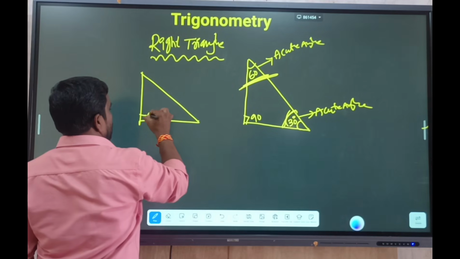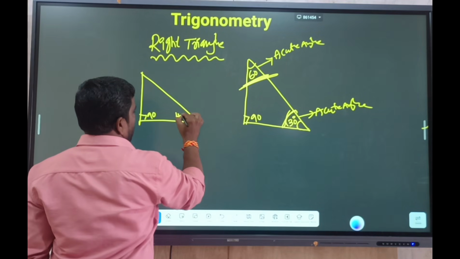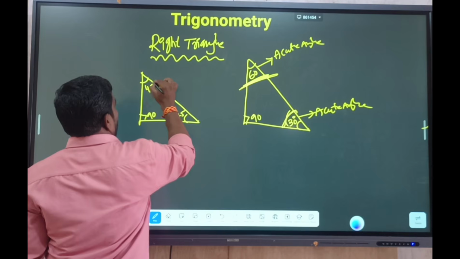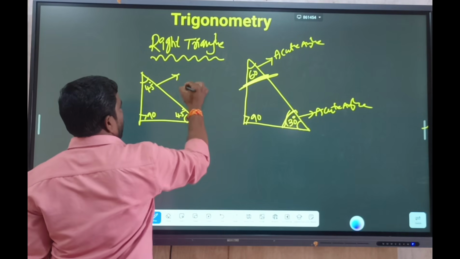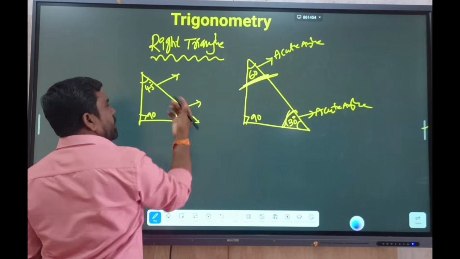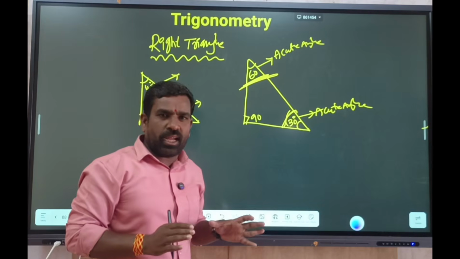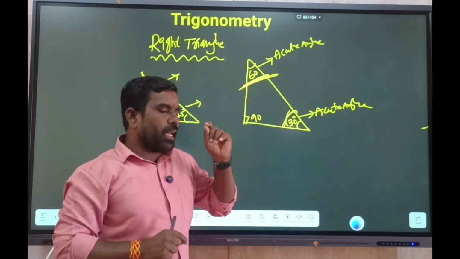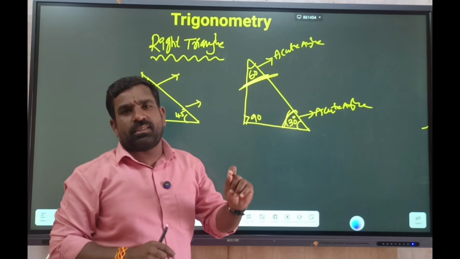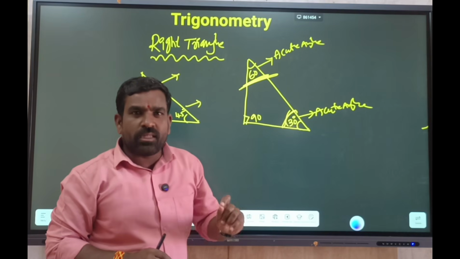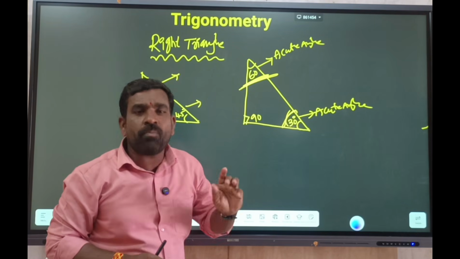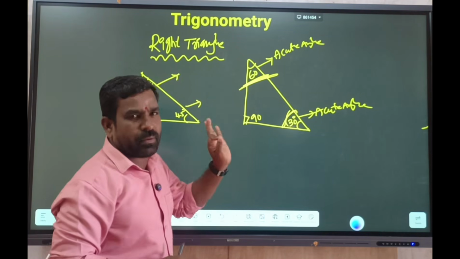Or sometimes the other right triangle: this is 90 degrees. Now I am taking 45 here and 45 here. Both are 45. 45 is an acute angle, 45 is also an acute angle. The key point here is what? In a right triangle, the other two angles are acute angles. The sum of the other two angles is also 90 degrees. It is a very important concept.